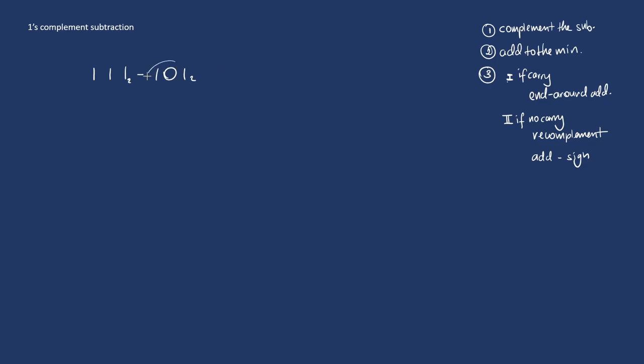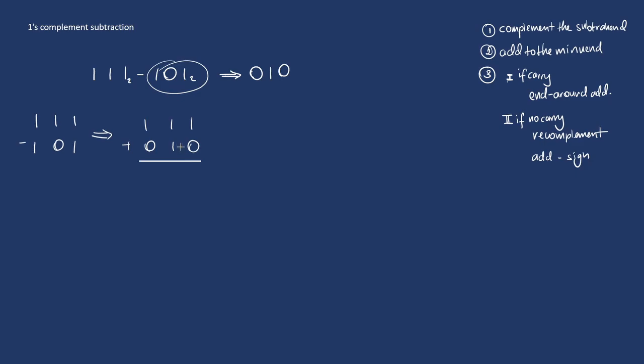The first thing we have to do is complement the subtrahend. Complementing this is flipping the bits from 1 to 0 and 0 to 1. So that's going to be 010 as my 1's complement. Step 2 is to add this to the minuend. So what would usually be 111 minus 101 is now going to be 111 plus 010. So we're going to add this.